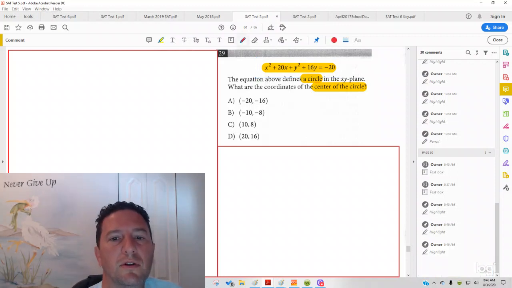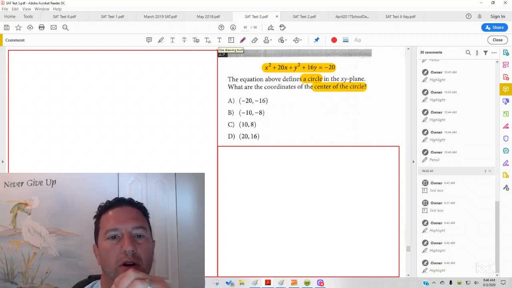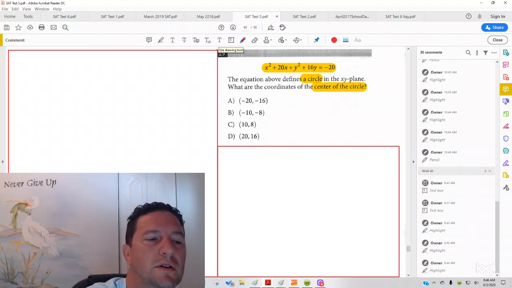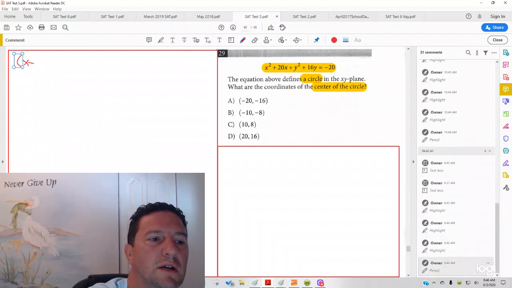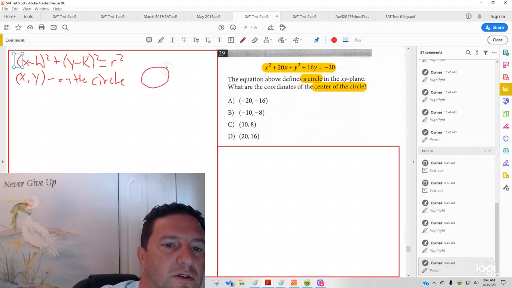Something you should be familiar with before you start this is standard form for a circle. So what is standard form for a circle? It's x minus h quantity squared plus y minus k quantity squared equals r squared. And here x comma y is a point on the circle. What do I mean by that? So here's a circle. It's literally a point right on the line of the circle.